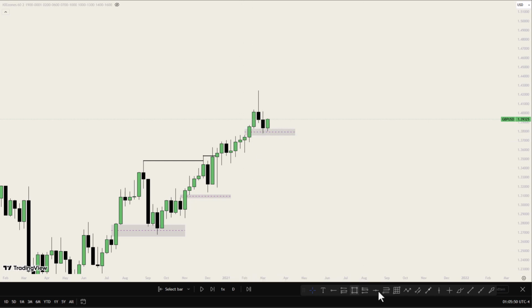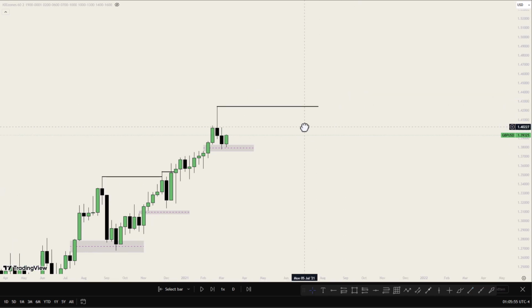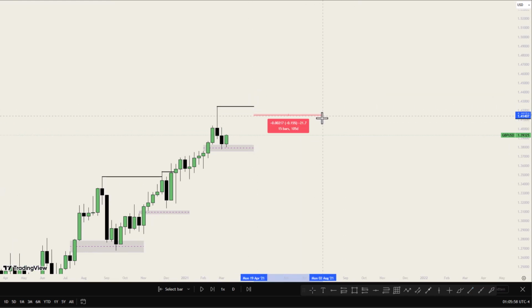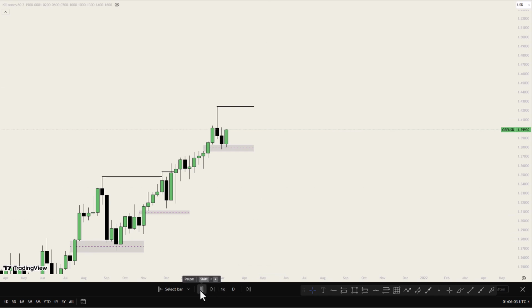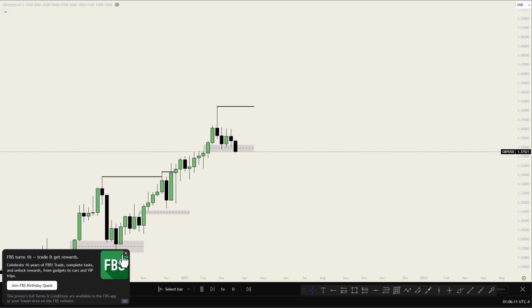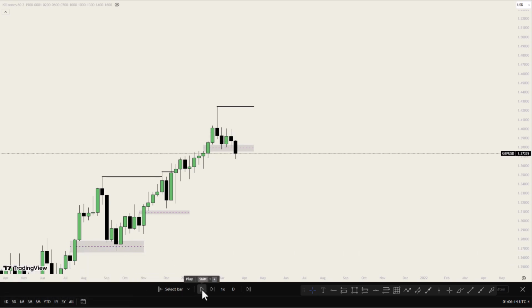Where will be our next target? Our next target will be external range liquidity in the form of an old high, where there is buy side liquidity. Now price will seek the buy side liquidity. Let's play and see. So we see price violated this fair value gap, but price is yet to close below the fair value gap. And if price should close below the fair value gap, then it will probably be seeking an old low.